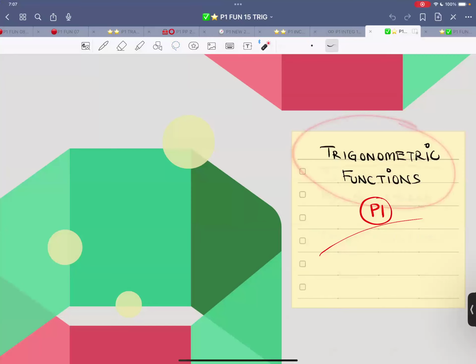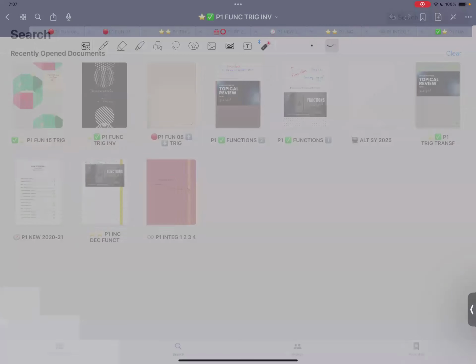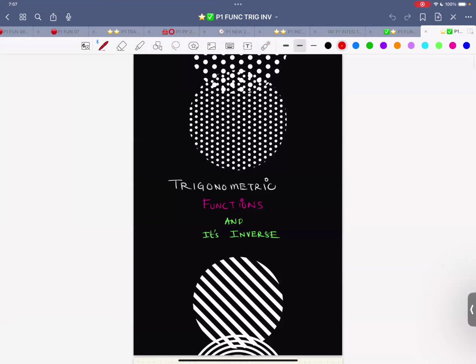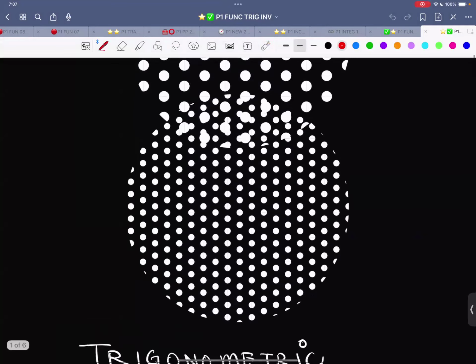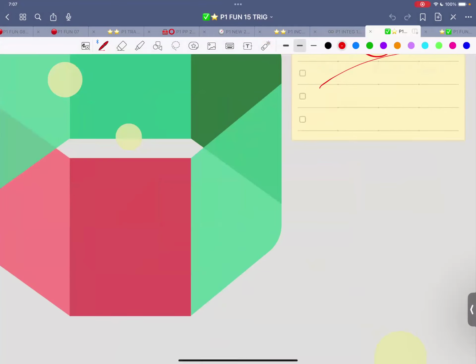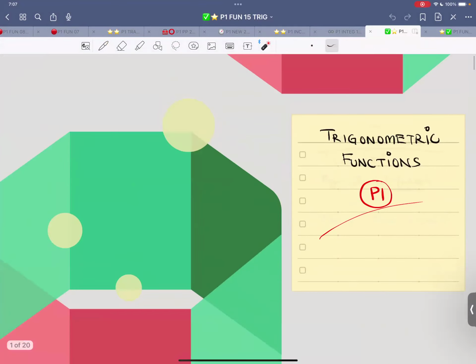We are starting with this class on trigonometric functions. So yes, there is trigonometric functions, and then there is another one which I accidentally cancelled off, deleted. So we'll be focusing on trigonometric functions and its inverse also. So let's first get started with trig functions.